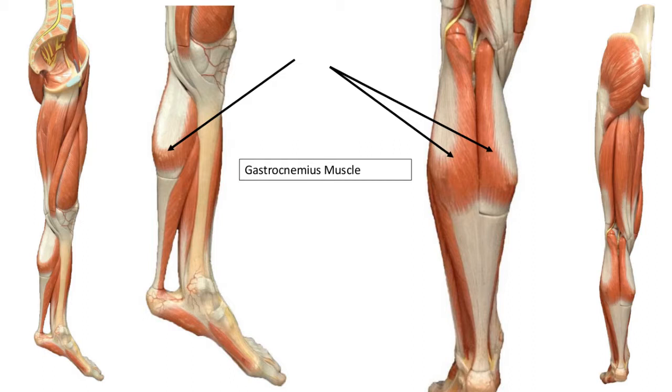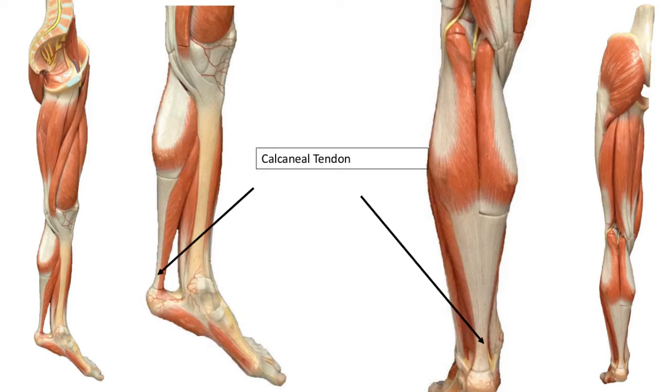The most superficial muscle of the posterior compartment is the gastrocnemius muscle. The gastrocnemius muscle attaches onto the Achilles tendon, also known as the calcaneal tendon. And it's a 2-joint crosser, which means it crosses the ankle joint and it also crosses the knee joint. So that's the gastrocnemius muscle. And then, let's show you the tendon here. There's the calcaneal tendon. You can also call that the Achilles tendon.